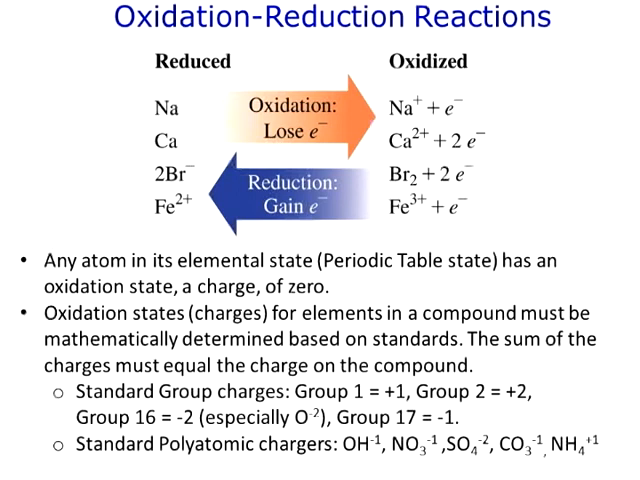Any atom in its elemental state, meaning an atom on the periodic table, has an oxidation state, a charge of 0. So in its elemental state, atoms have charge of 0. The elements on the periodic table are elements in their elemental state, therefore they have 0. But note that group 17, the diatomics are written as dimers. Bromine is not written as Br, it's written as Br2 with a 0. Similarly with nitrogen and oxygen. So that's how diatomics exist.